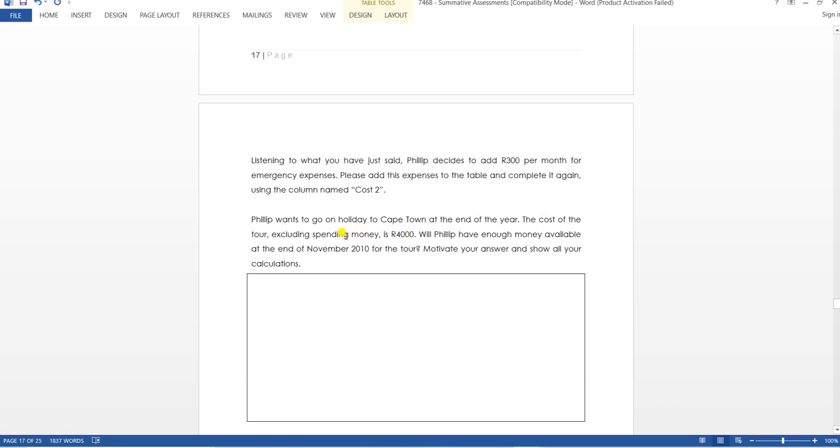So the cost of the tour, excluding spending money, is 4,000. So you need to add this, the cost of the tour. So that's how you go about in terms of answering. So the cost, this 4,000, should be included into column cost 2.